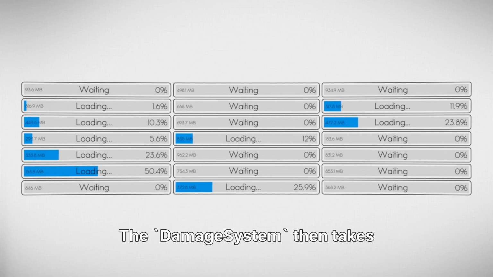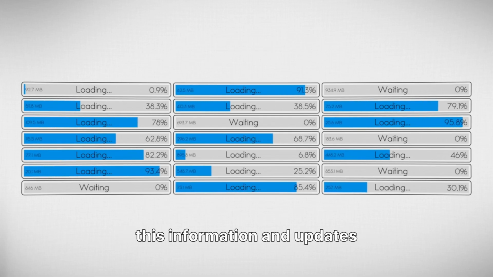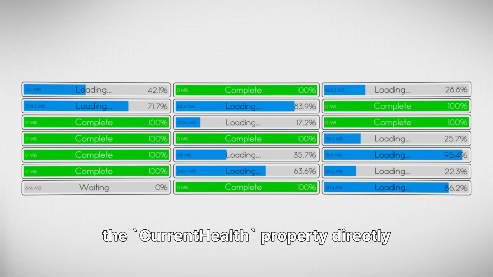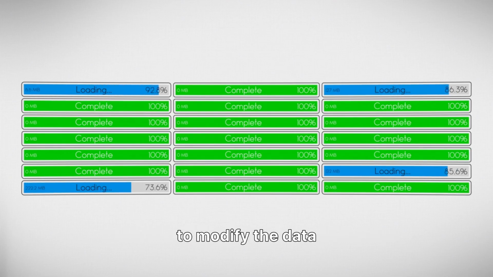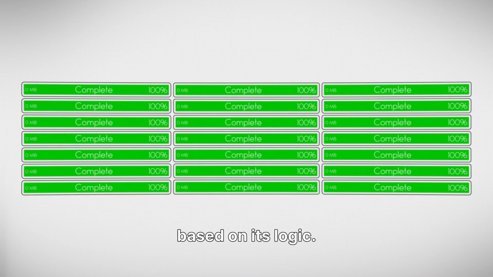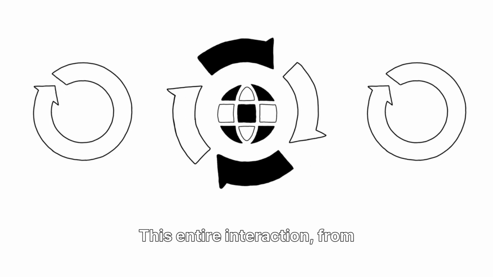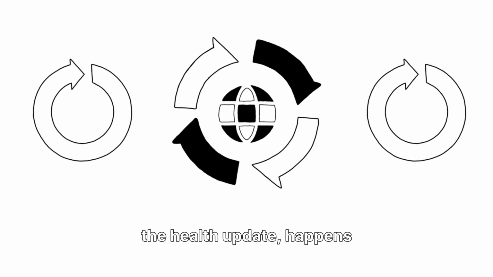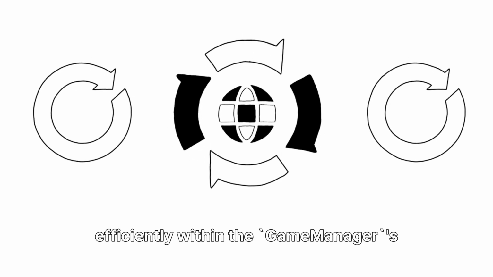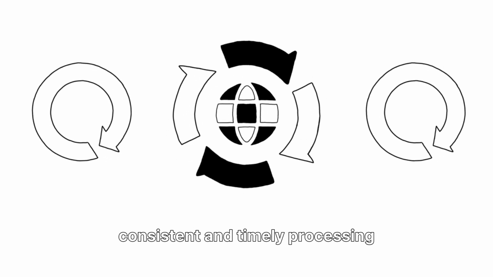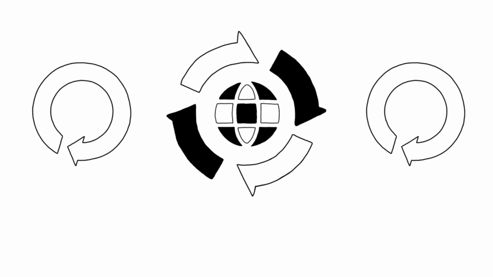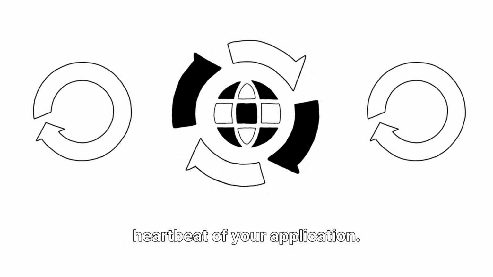The damage system then takes this information and updates the current health property directly within the player health component. It's the system's responsibility to modify the data based on its logic. This entire interaction, from the damage event to the health update, happens efficiently within the game manager's main update loop, ensuring consistent and timely processing of game events. This loop is the heartbeat of your application.